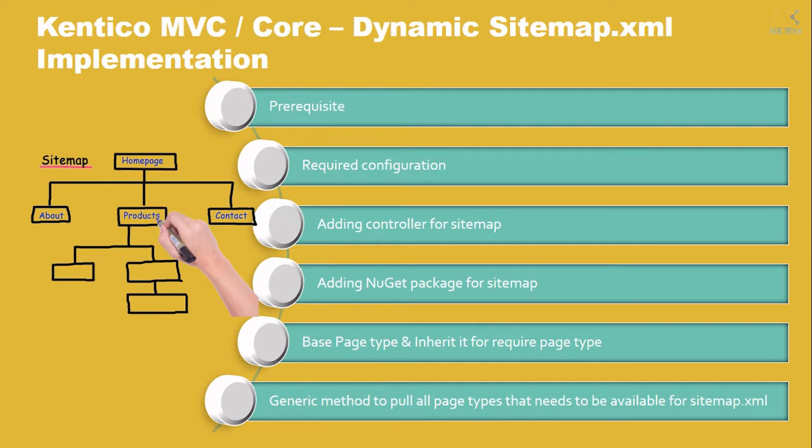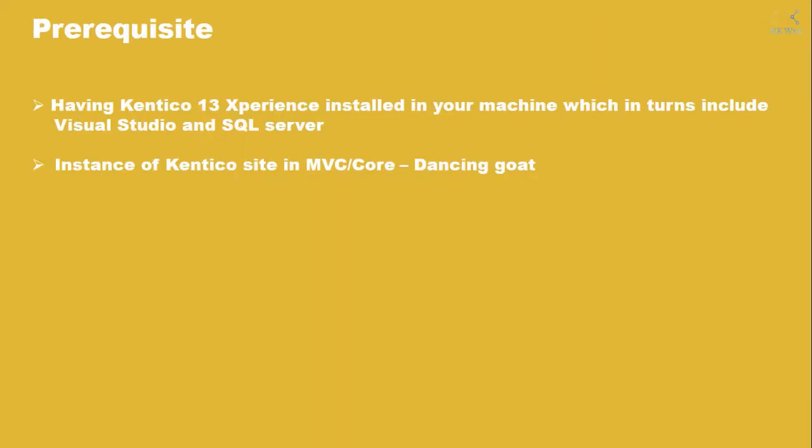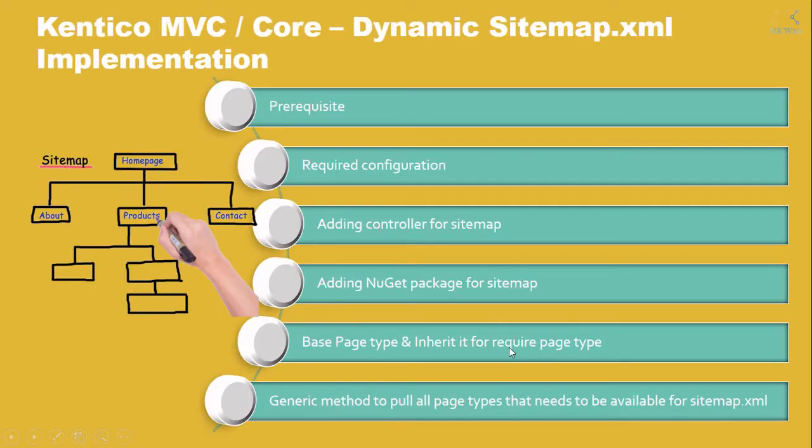respective page type. Next, we are going to write one generic method in order to pull those particular sitemap links content, and then it is going to build our sitemap.xml. So let's get started.